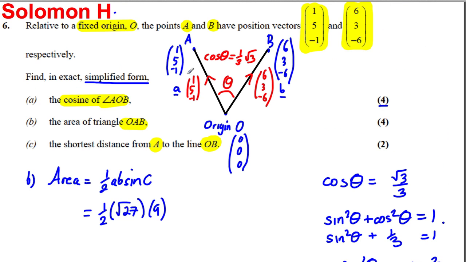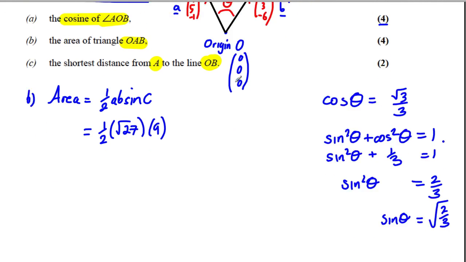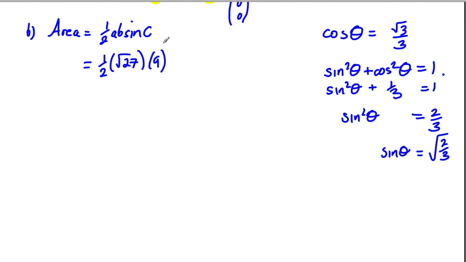Now I know sine theta is positive. I can assume it's positive in this case because it's an acute angle. I can assume it's acute. Okay, so sine of C, or sine C in this case, is going to be the square root of 2 over 3.